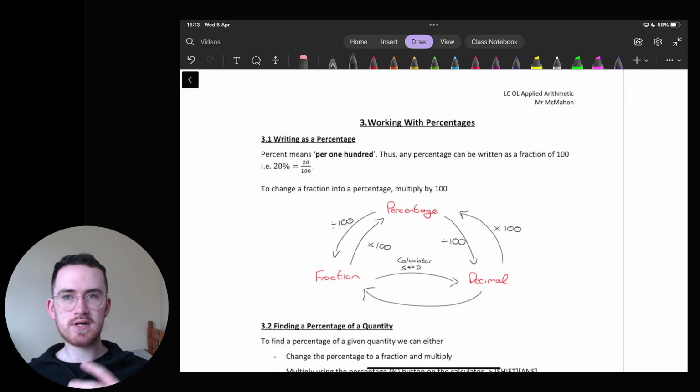We might be able to break them down into smaller fractions, we might be able to rewrite them as something else, there might be a better fraction to write it as, but in theory every percentage can be written as a fraction of 100. So 20% is 20 over 100.